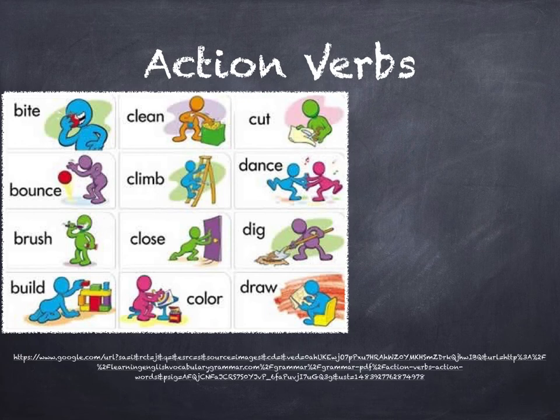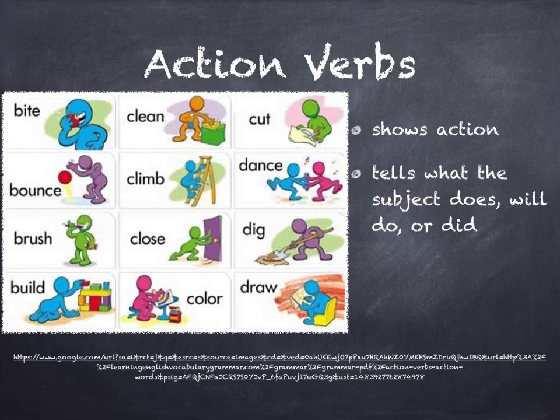So first of all, action verbs. We have lots of different examples in that picture there. Bite, clean, cut, bounce, climb, dance. All of those are action verbs. So they obviously show an action. They tell what the subject does, will do, or did, and they also sometimes can include helping verbs, which will come up again when we talk about verb tense.